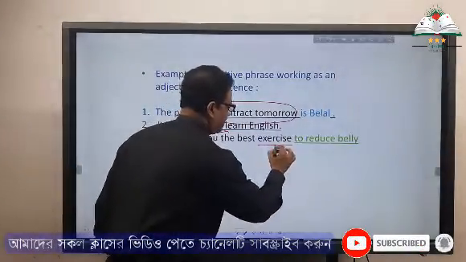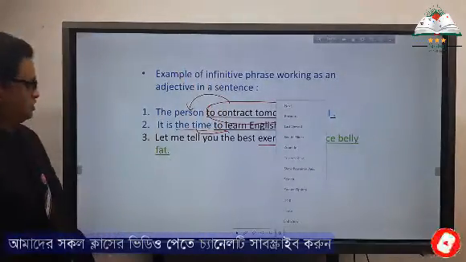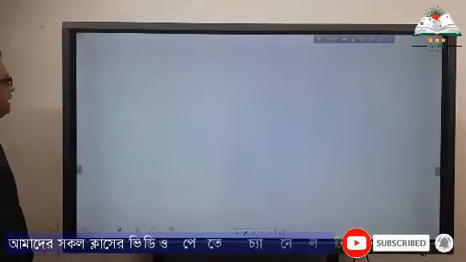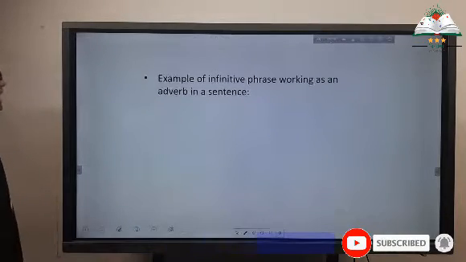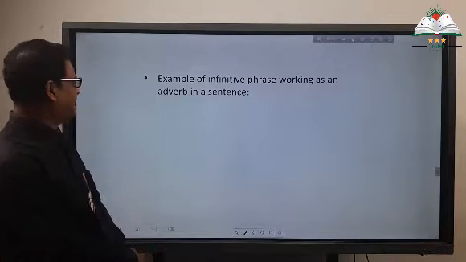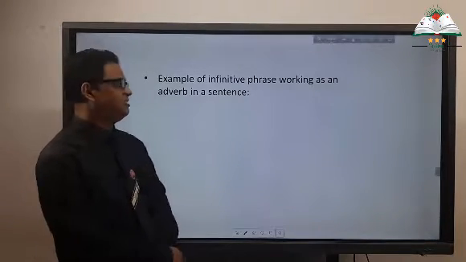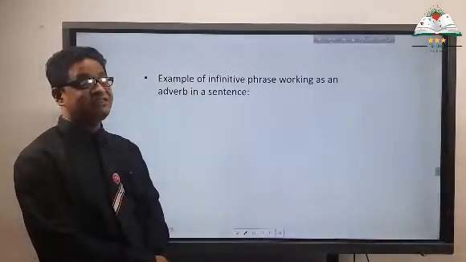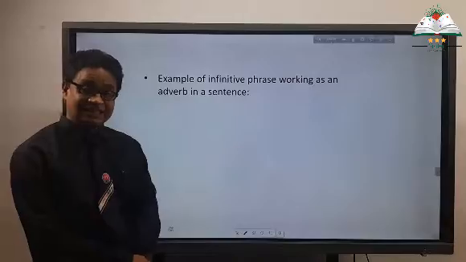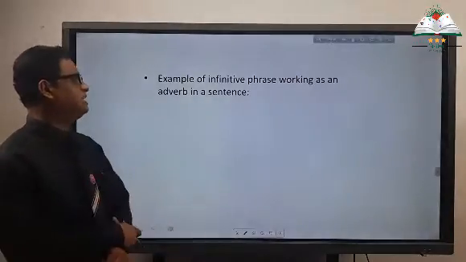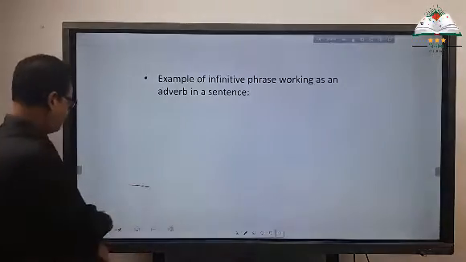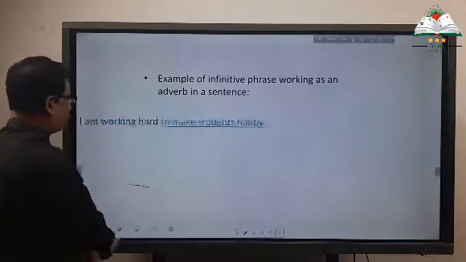So, dear boys and girls, now come to the next item, and that is example of infinitive phrase working as an adverb in a sentence. First of all, we have seen infinitive as a noun, infinitive as an adjective, and now here we will see infinitive being used as an adverb.